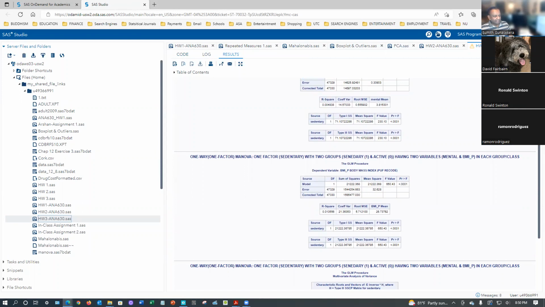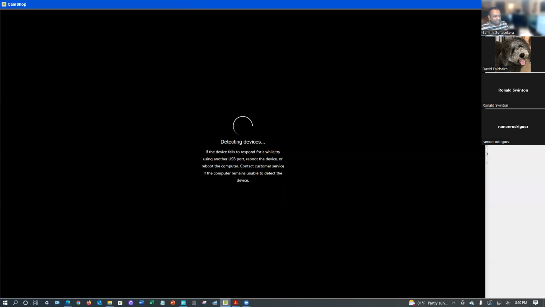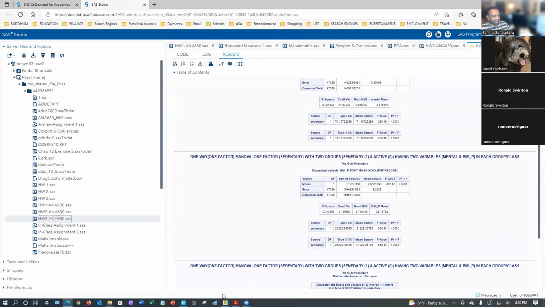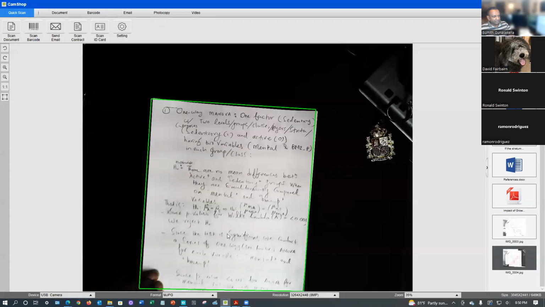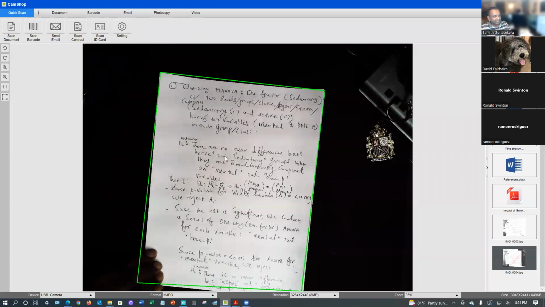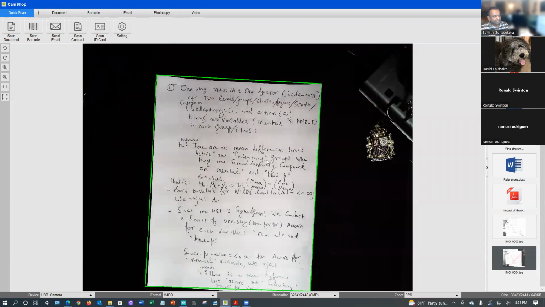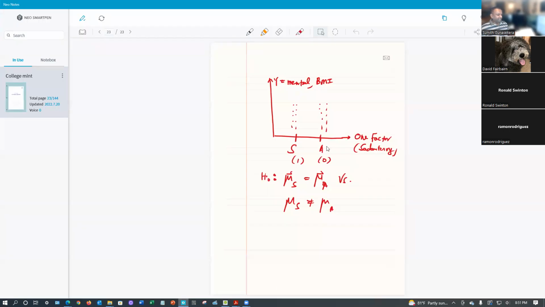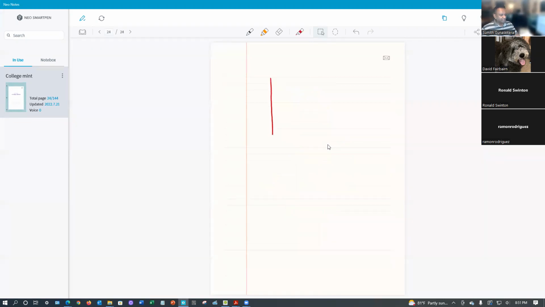So the main thing, as I said, is this: this is my null hypothesis. There are no mean differences between active and sedentary groups when they are simultaneously compared on mental and BMI variables. That's the same thing we discussed yesterday too, but I'm going to go back to this one more time and show why it's not right.